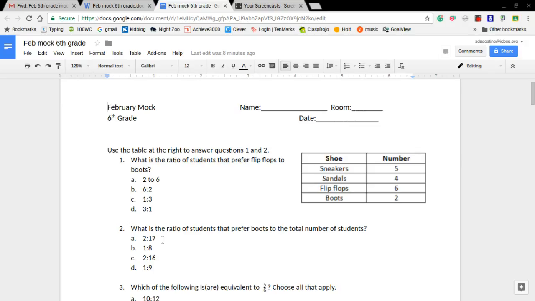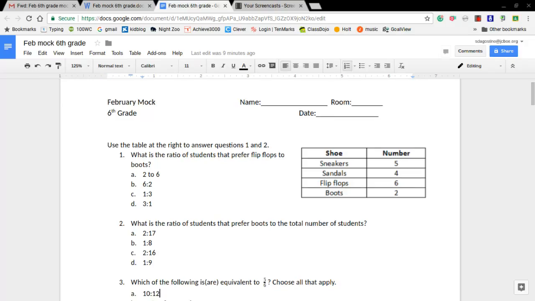Number 2, what is the ratio of students that prefer boots to the total number of students? A, 2 out of every 17. B, 1 out of 8. C, 2 out of 16. D, 1 out of 9.